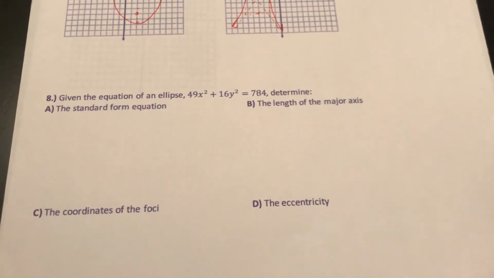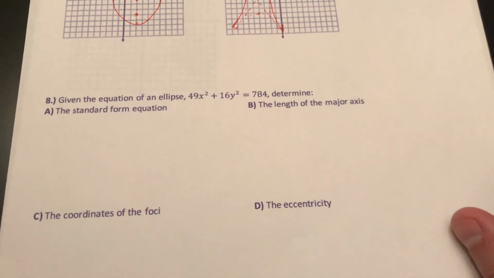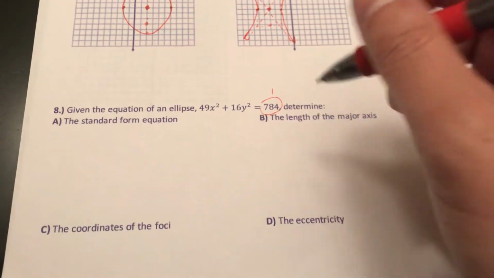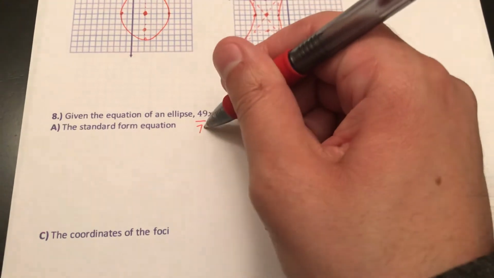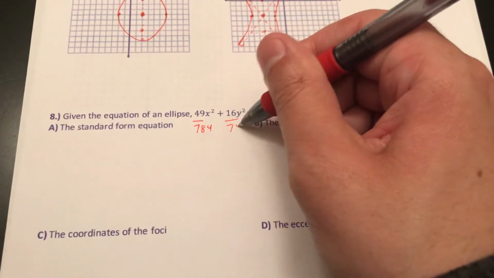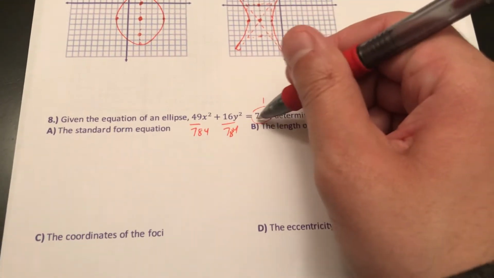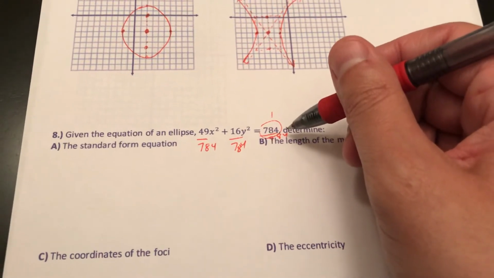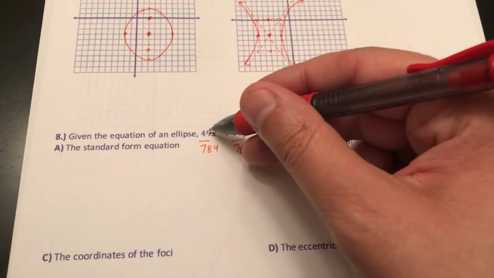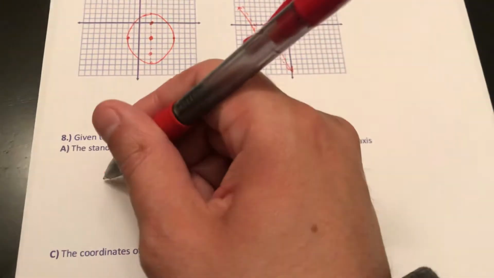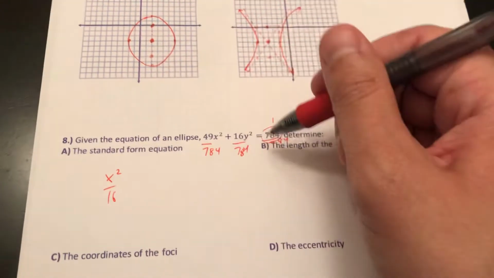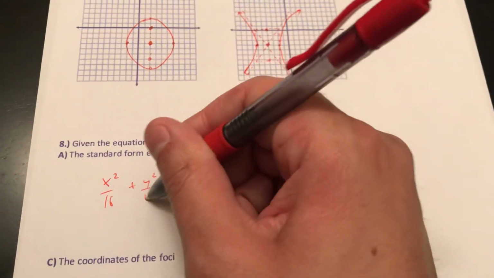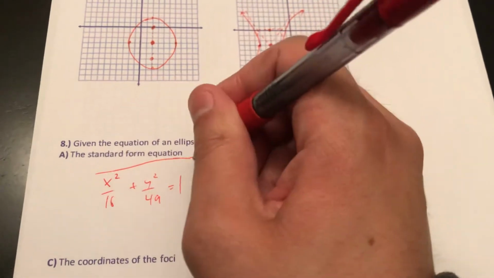I want to write the standard form of this ellipse equation. Remember, your equation needs to be equal to 1. So if we divide everything by 784, we should be able to get the equation equal to 1. And anyway, if you do that, if you divide out 49, you're going to end up with x squared over 16. If you divide the top and bottom by 16 here, you're going to get y squared over 49, and then the whole equation is going to equal 1.